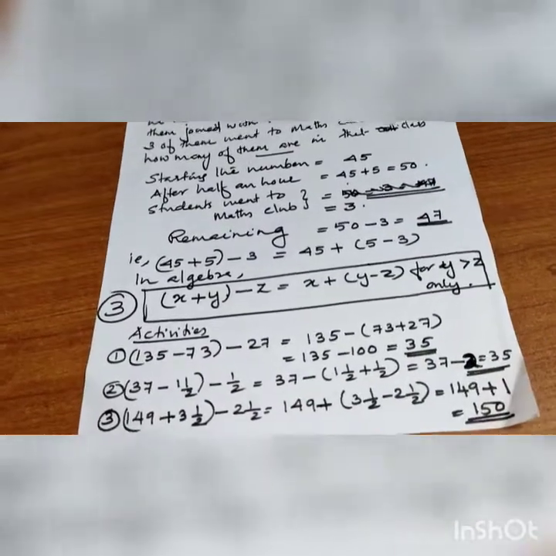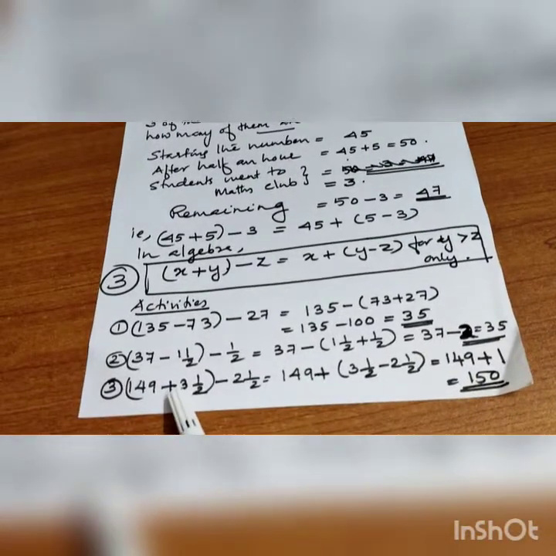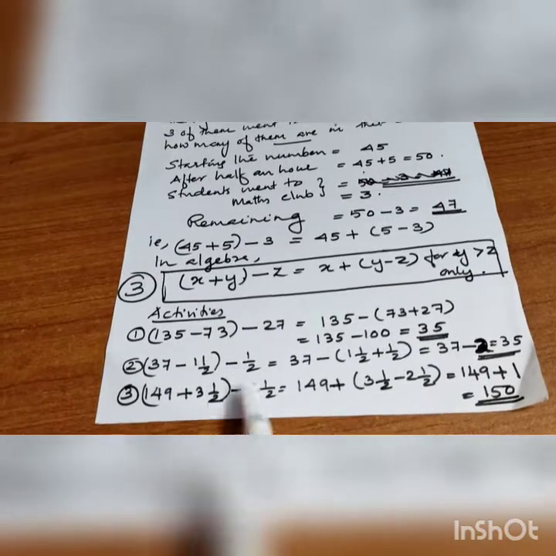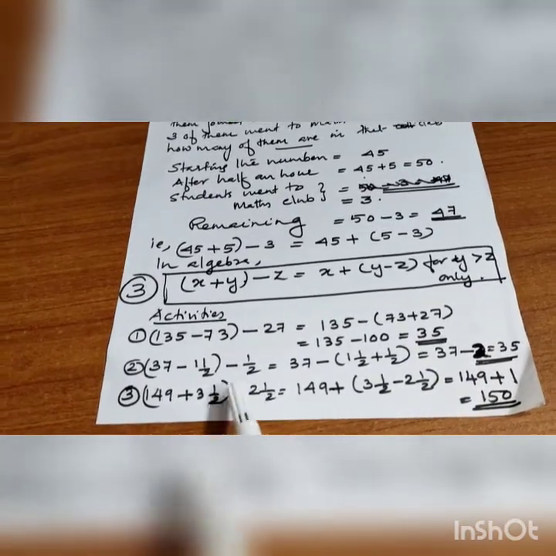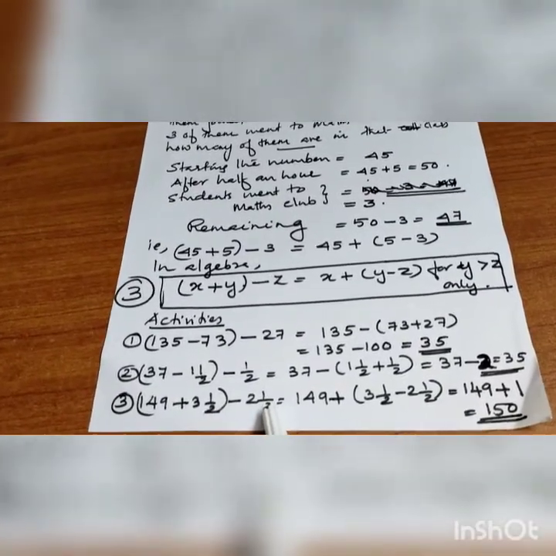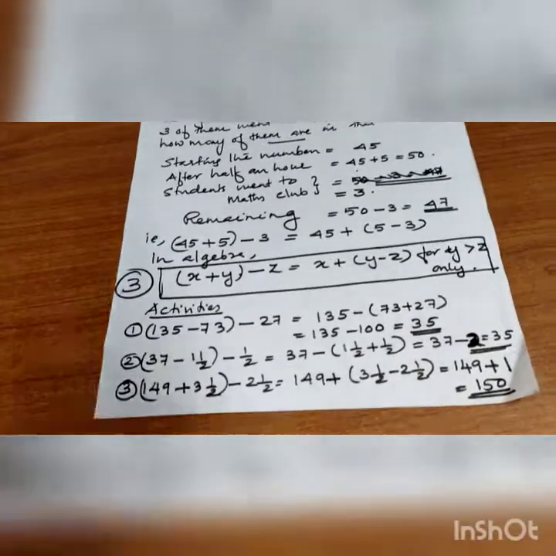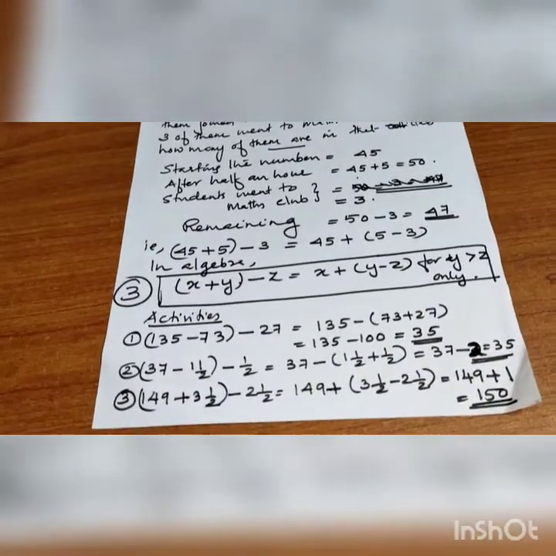Means 2, 35. Then 149 plus 3 and a half minus 2 and a half. 3 and a half minus 2 and a half, 1. 149 plus 1, 50. Here also some more questions remaining.